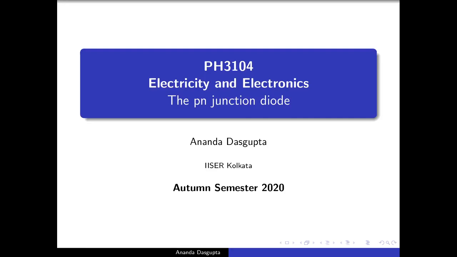With this lecture, we begin the electronics section of the course. And the very first topic that we are going to tackle in this particular lecture is the PN junction diode. Now, most of you are familiar, at least in some form or the other, with the PN junction diode, its construction, its mode of action, and also some circuit applications.